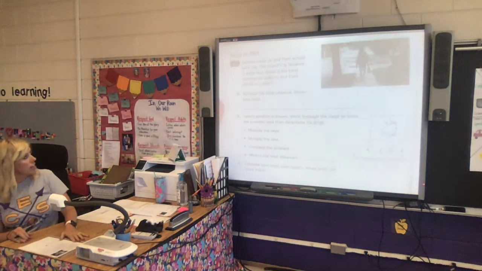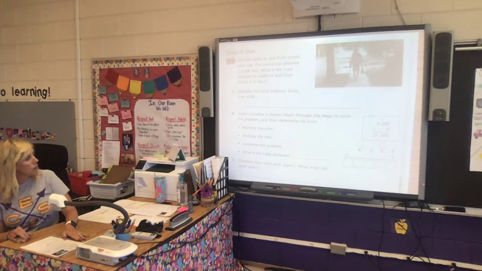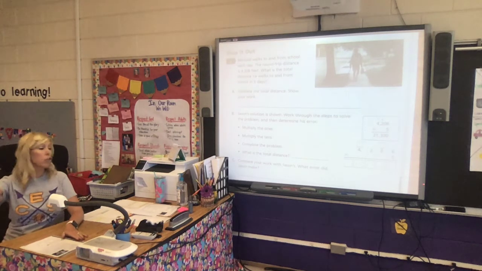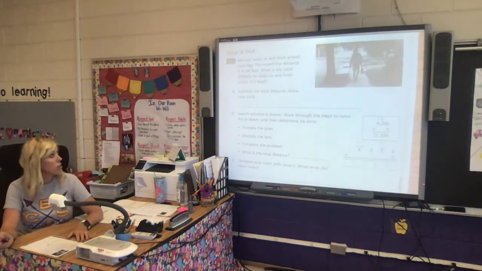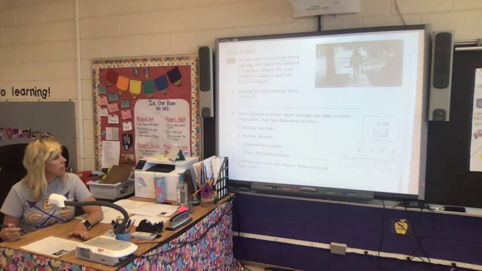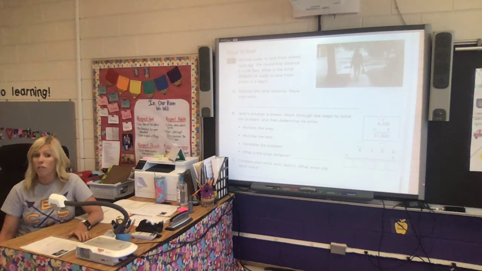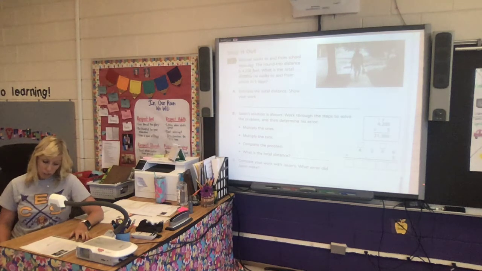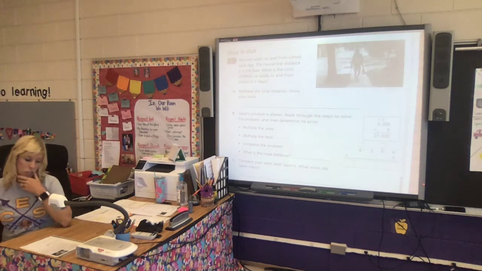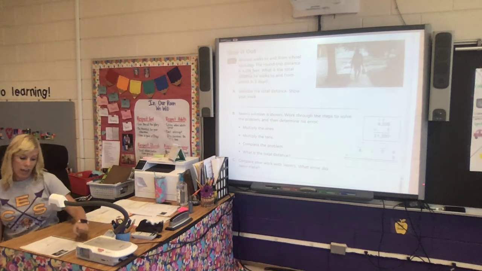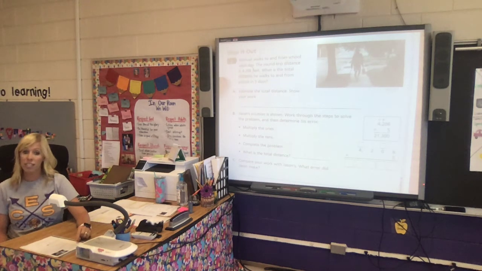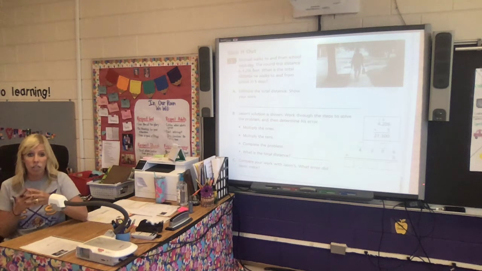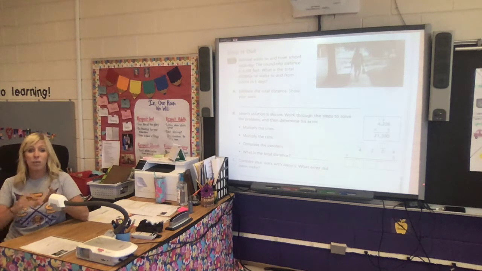All right, it says Michael walks to and from school each day. The round trip, so that means to and from, is 4,206. What is the total distance he walks to and from school in 5 days? All right, so I'm just kind of rethinking what I just read. Every day he's walking this many steps, and he's going to do that for 5 days. So I'm wanting to know the total distance. That's meaning that combined value. I want to know Monday, Tuesday, Wednesday, Thursday, Friday.